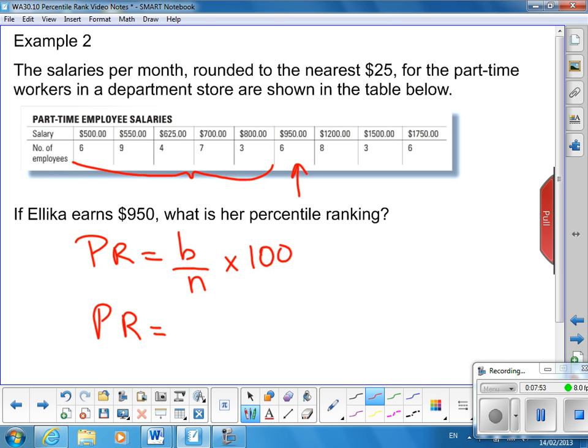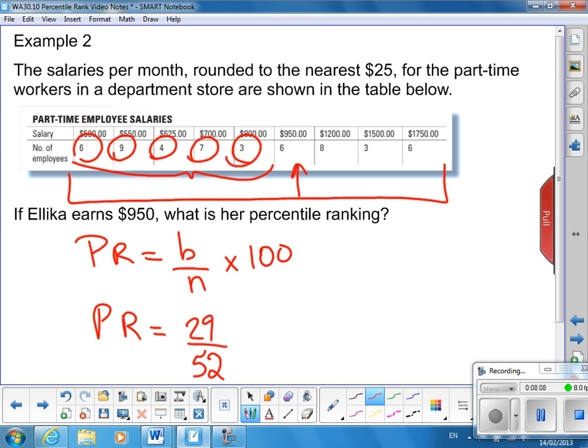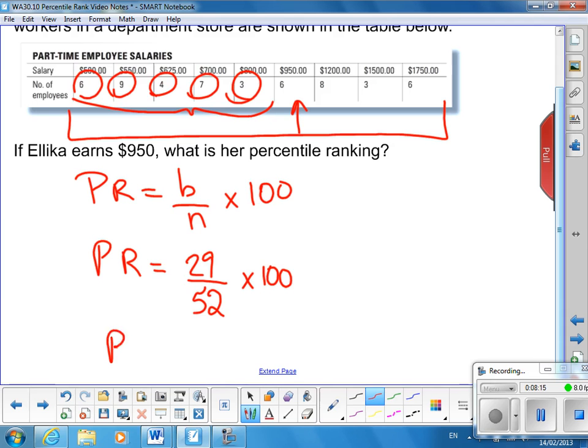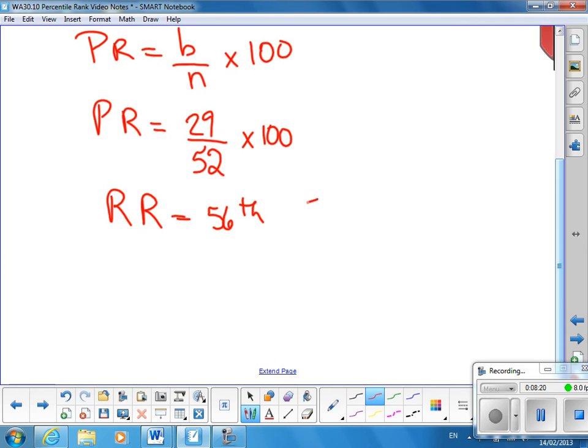So percentile rank equals the number below divided by the total number times 100. The number below is 29. If you add up the 6, 9, 4, 7, and 3, you will get 29. There's 52 people total; we just added them all up. The whole group, there were 52 employees, times 100. The percentile rank is 56th. So Alika's salary is in the 56th percentile.